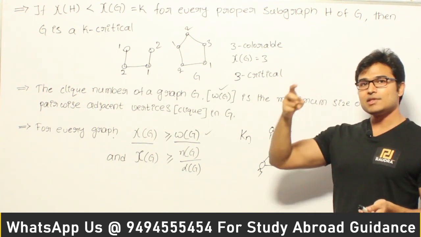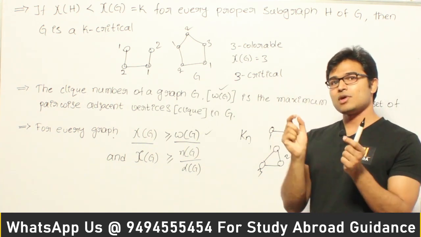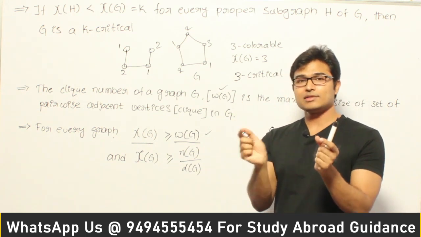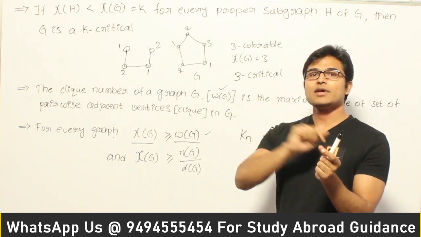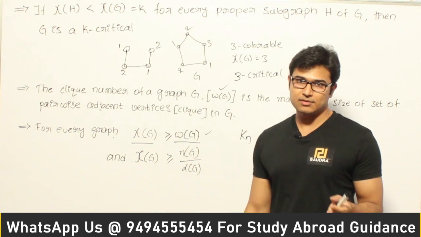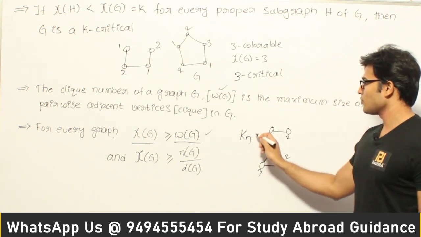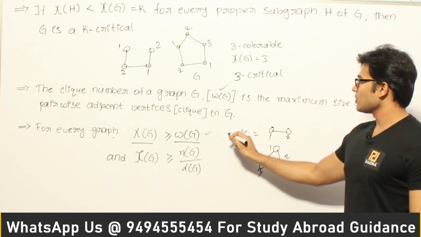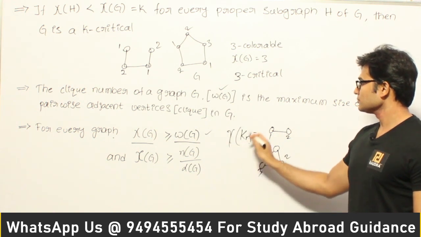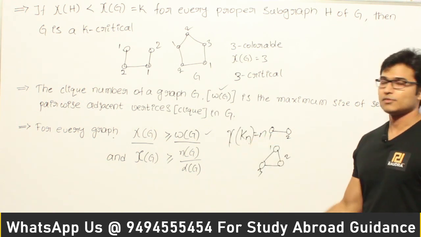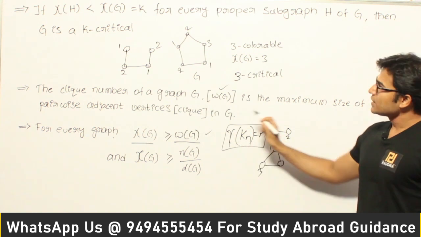Why? If you use the same color 2 times, definitely you are going to apply the same color to 2 vertices which are adjacent. Why? Every pair of vertices is adjacent there. Therefore, the chromatic number of Kn is always n.